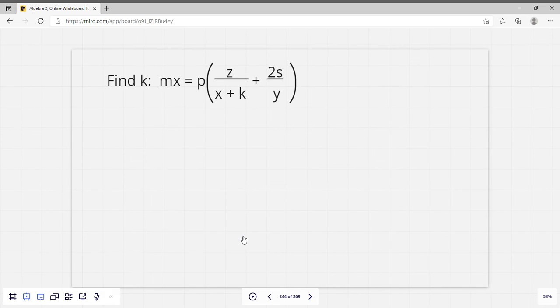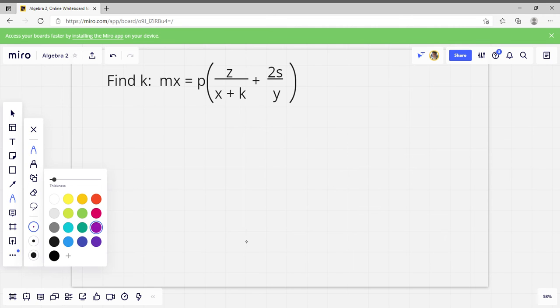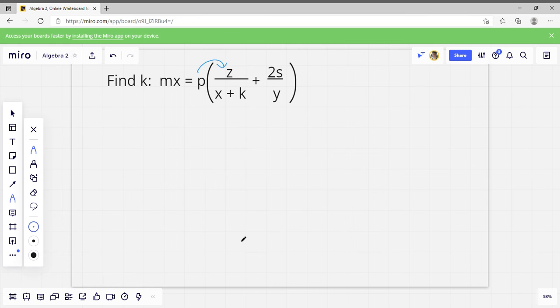All right, so hopefully you pause the video and work that practice problem. All right, so first we're going to distribute. So we're going to have mx equals pz over x plus k. Remember, we don't change the bottom because that's over 1. 1 times that. 1 times x plus k still just equals x plus k. All right, and then we're going to rainbow right here.